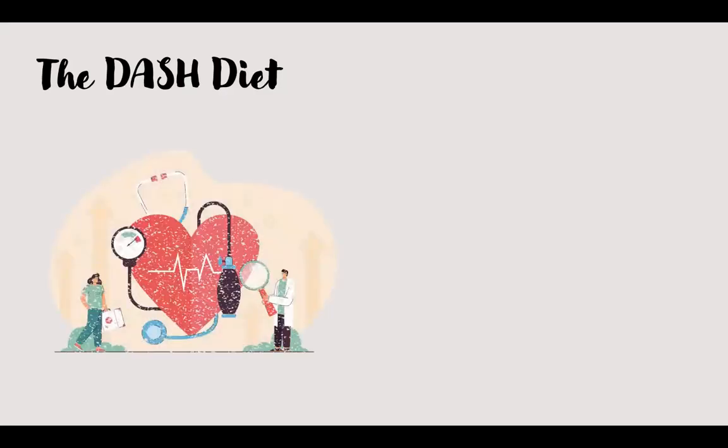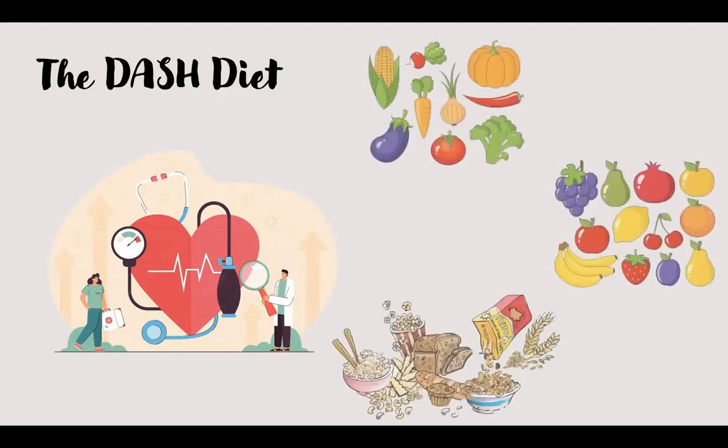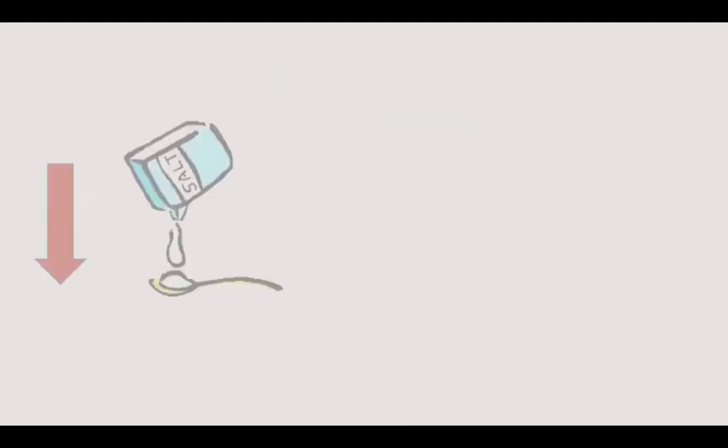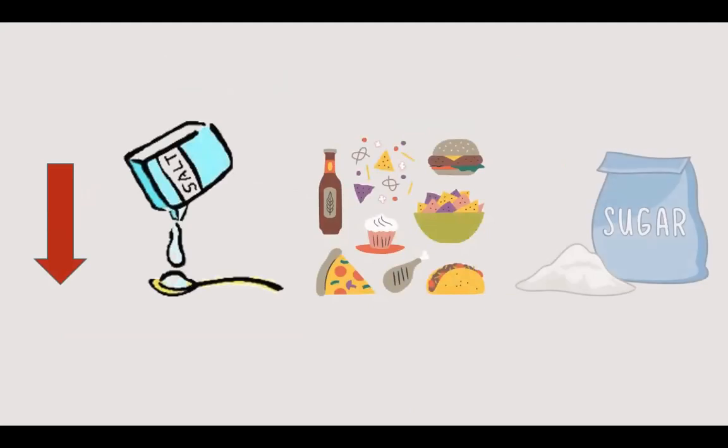Lastly, we'll explain what the DASH diet is. The DASH diet stands for Dietary Approaches to Stop Hypertension. Hypertension is high blood pressure. Having high blood pressure can increase your risk in having health problems like heart disease, heart attack, and stroke. The DASH diet focuses more on vegetables, fruits, and whole grains, which are rich in potassium, calcium, magnesium, and fiber. It also limits food high in sodium, saturated fat, and added sugar.